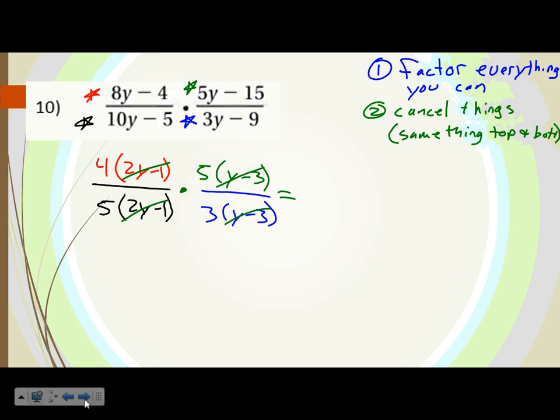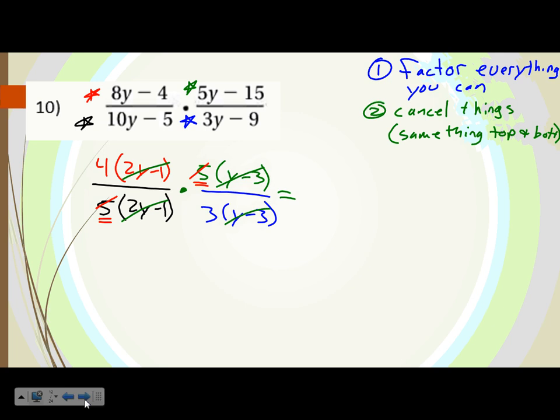So nothing else looks like it cancels. Oh, the 5 cancels. Don't forget about this. This happens all the time. This 5 and this 5, we have the same thing on top and bottom. Or again, you can reduce that just like a normal fraction, 5 over 5. So those will cancel. The 4 and the 3 we can't do anything else with.